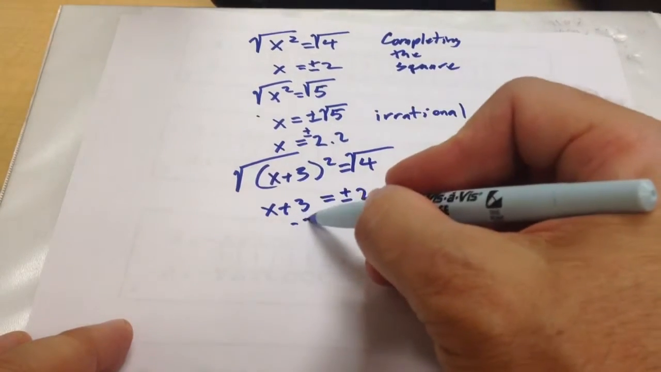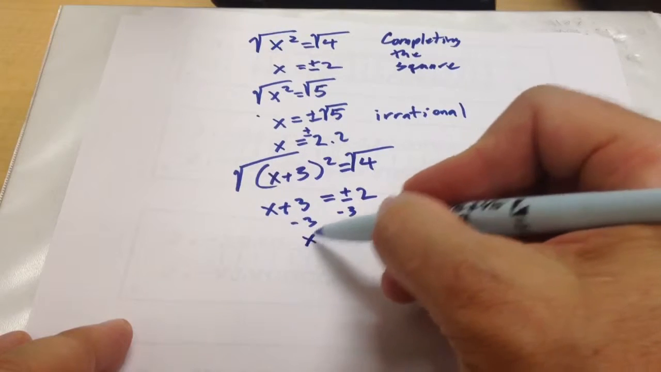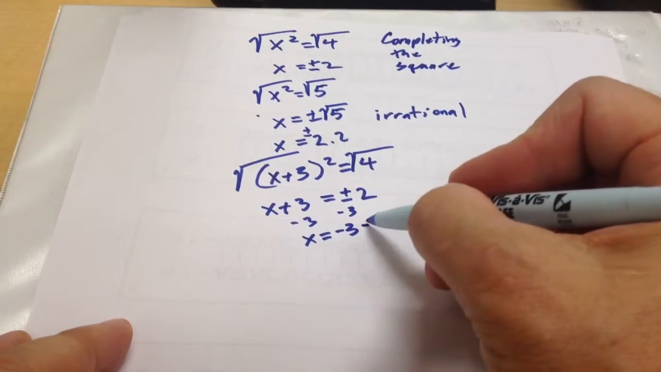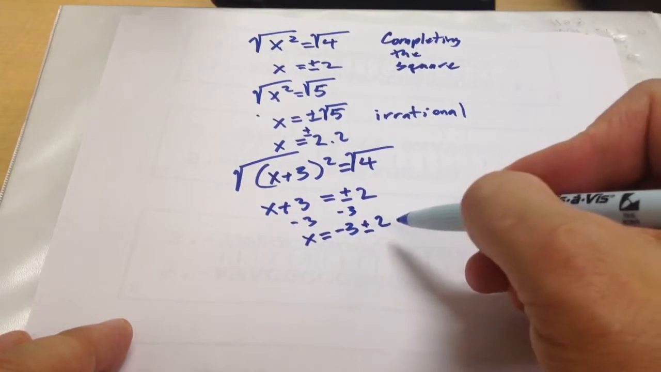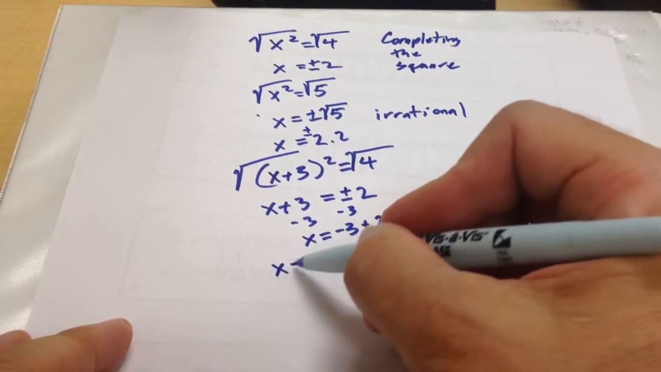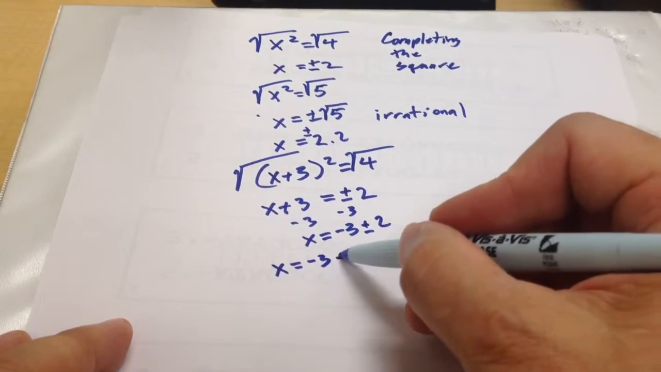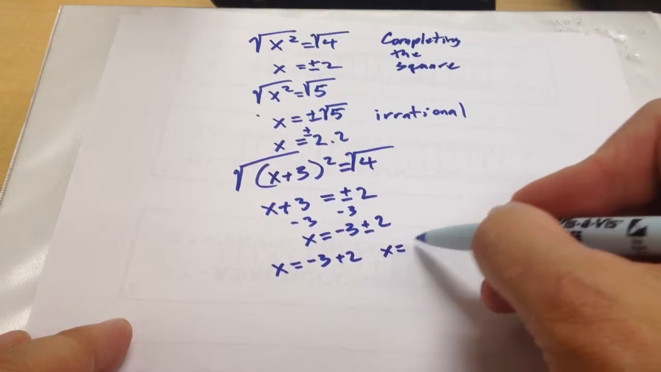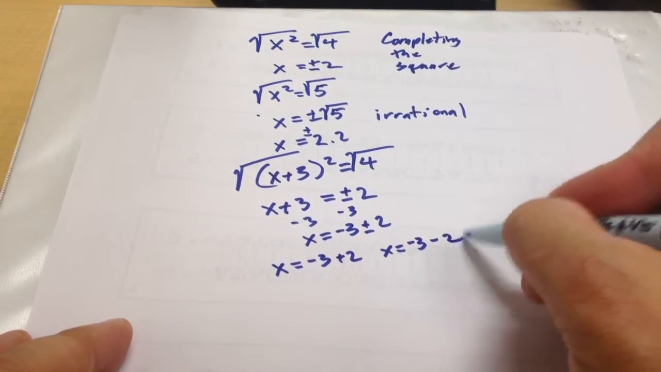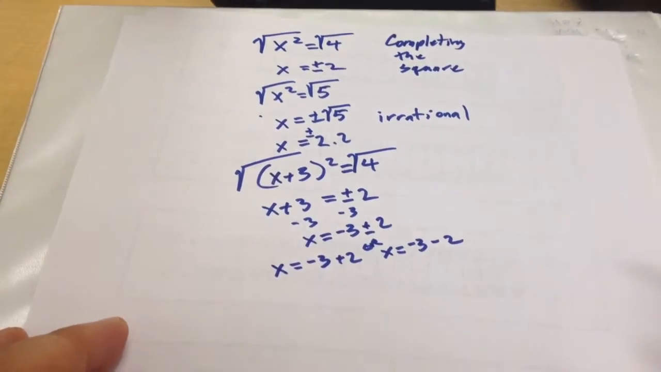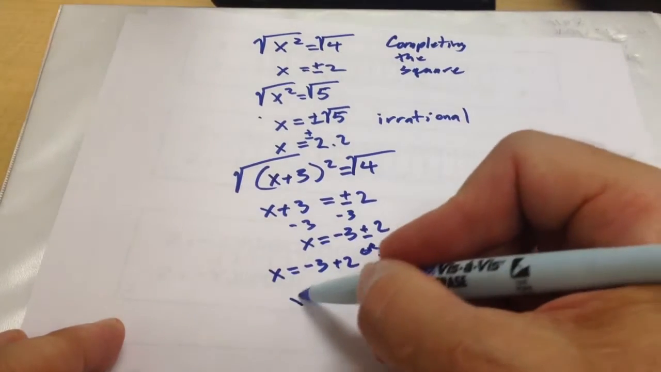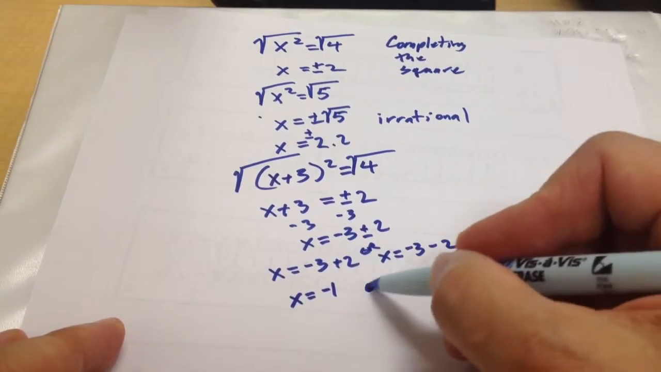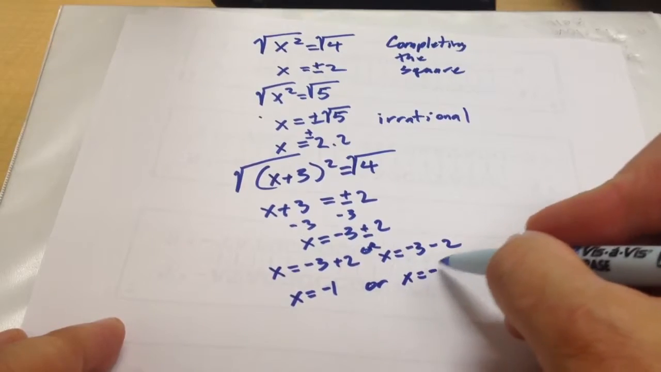When I subtract 3 from both sides, I get x equals negative 3 plus 2 and minus 2, which I can break apart if I want to. x equals negative 3 plus 2, or x equals negative 3 minus 2. And oftentimes we'll put an or in there. So that has two answers, x equals negative 1 or x equals negative 5.